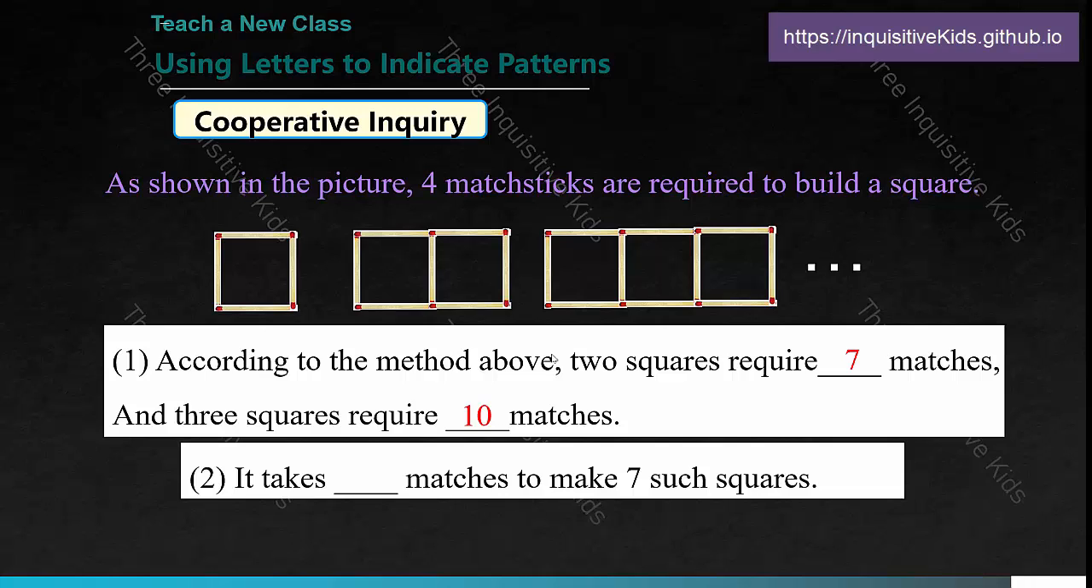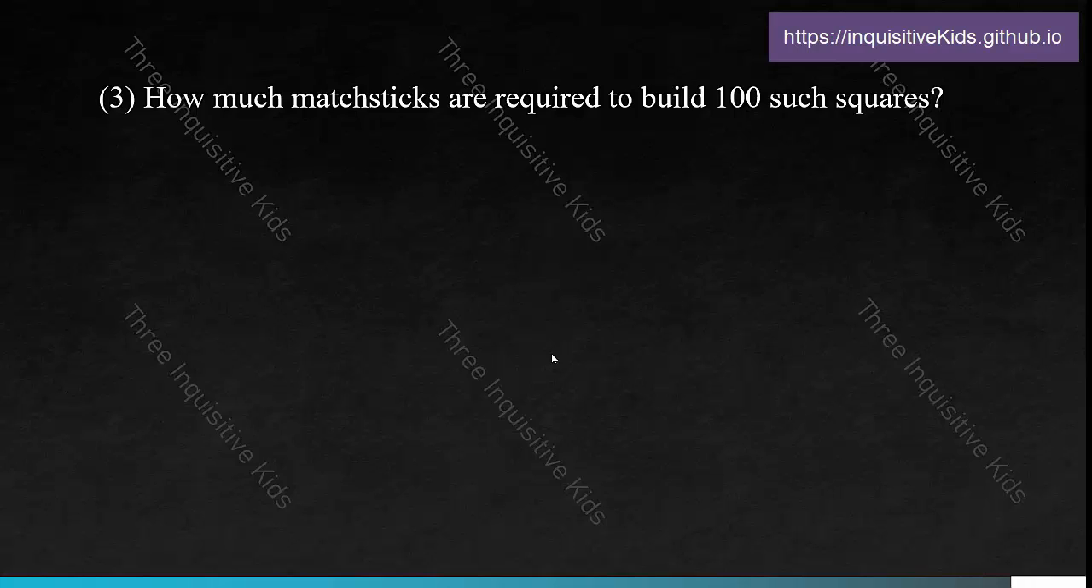So as you might have gotten, it takes 22 whole matches to make 7 such squares. And if you had a pattern, and if it was correct, you should have gotten the same answer. It takes 22 matches to make 7 such squares. And 3. How many matchsticks are required to build 100 such squares?